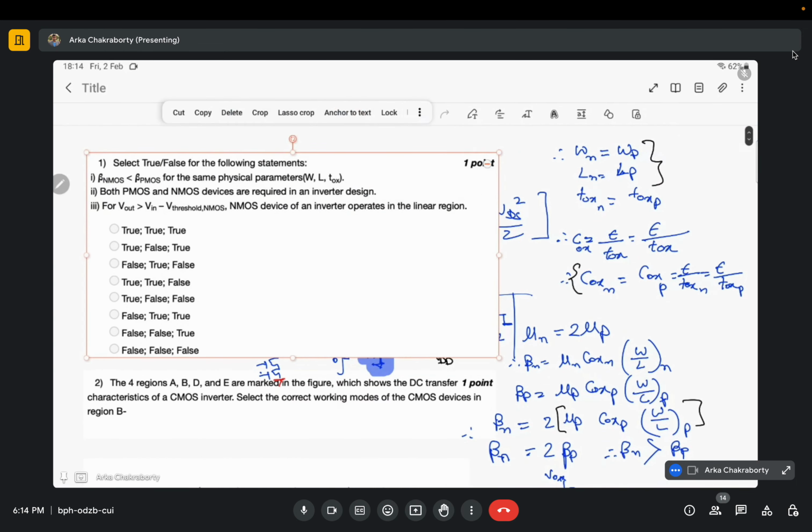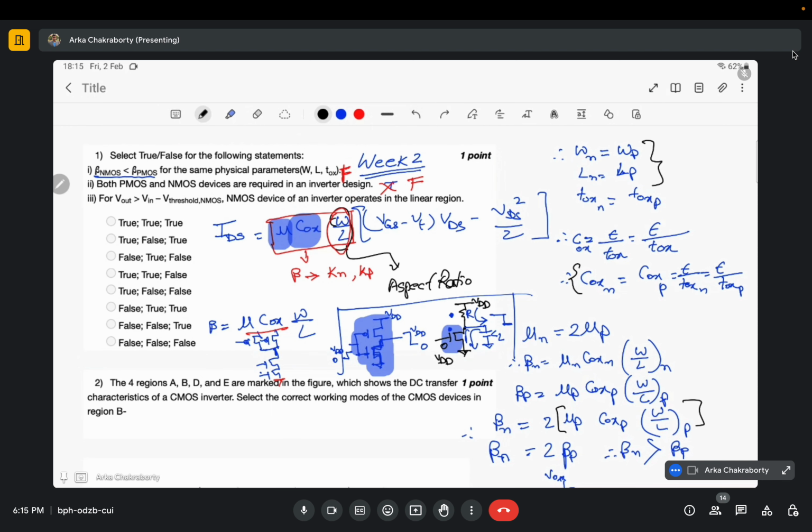So it would be false. So the correct answer is false, false, false. In class it was given as false, true, false previously, but it would be false, false, false, because we can design an inverter using a single PMOS or a single type of MOS, using PMOS or NMOS only.